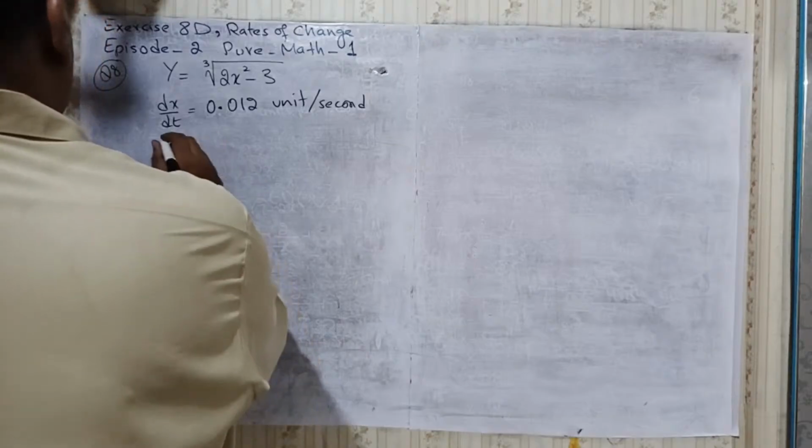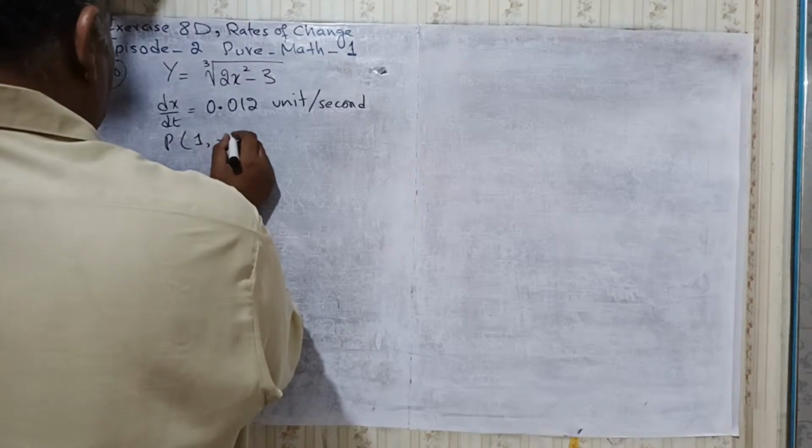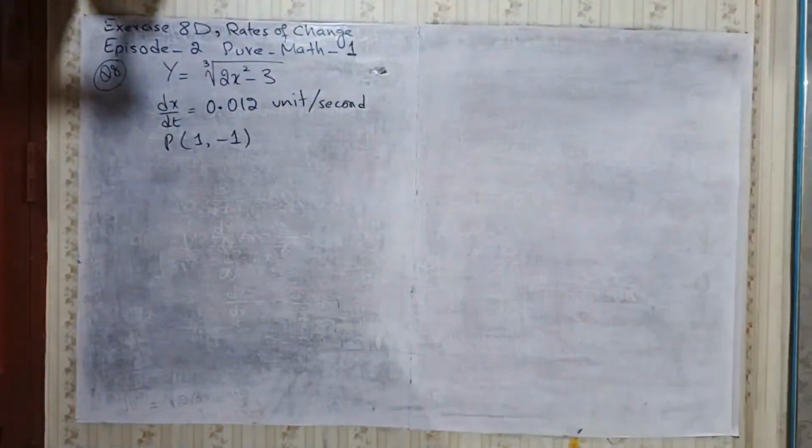The P coordinates are given as 1 comma minus 1. So we have to find the rate at which the y coordinate of P is changing when P is at the point 1 comma minus 1. Okay, very simple.